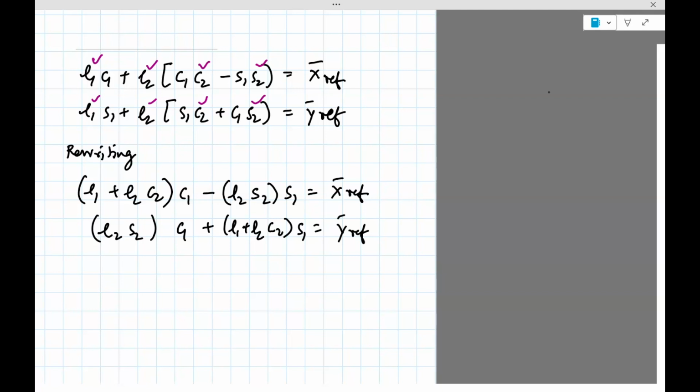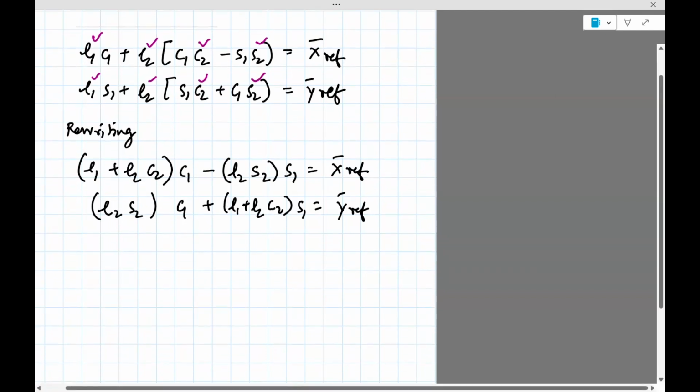Okay, now here we are trying to get one of those two. You notice that there's L2 S2 here and L2 S2 here. So you could treat this as two linear equations involving C1 and S1. Think of C1 as X, S1 as Y, and then solve for one of them. You can achieve that by either taking the determinant and using cofactors, or you could just work it out this way.